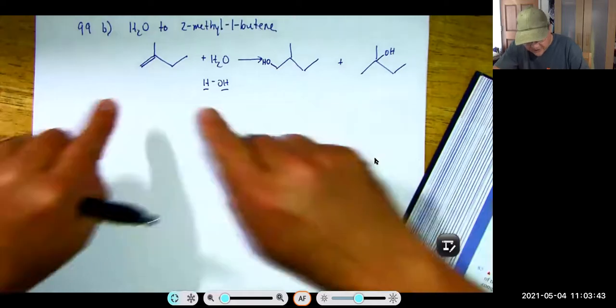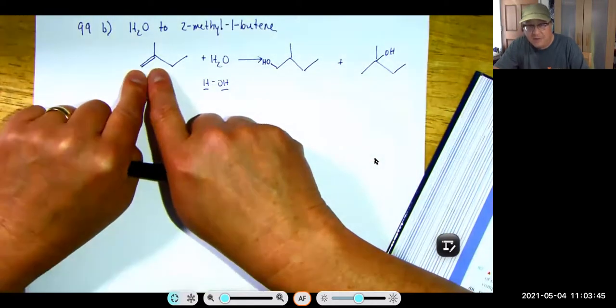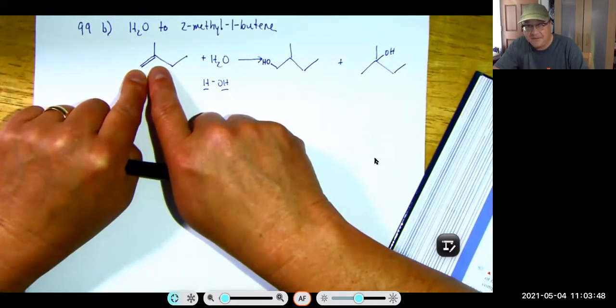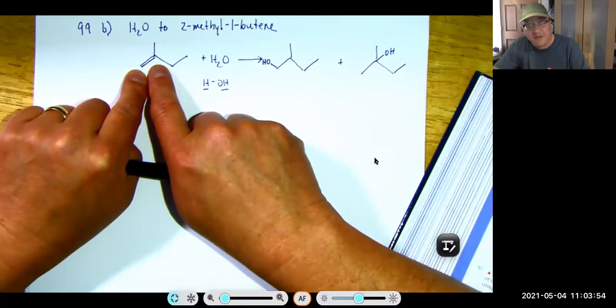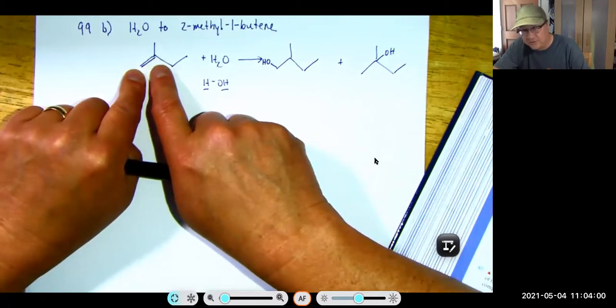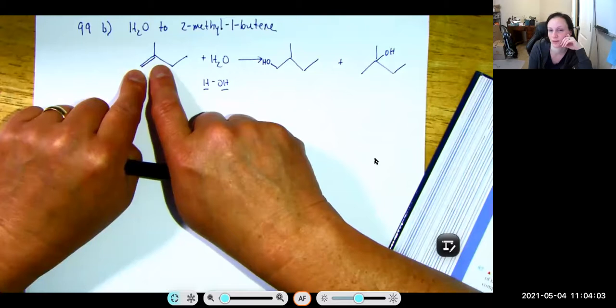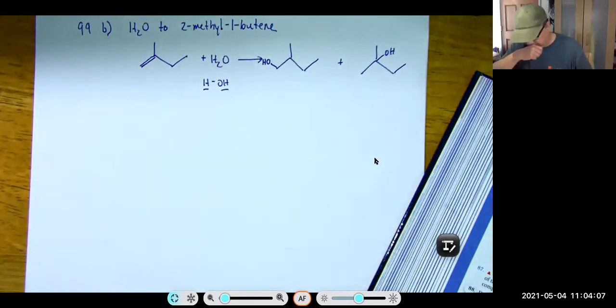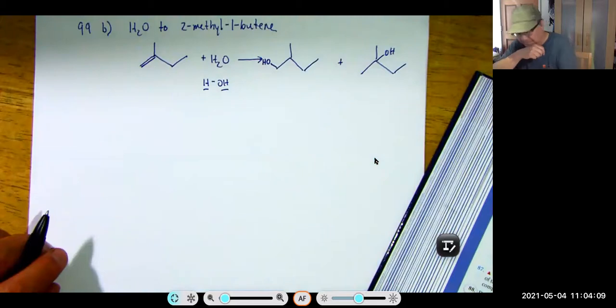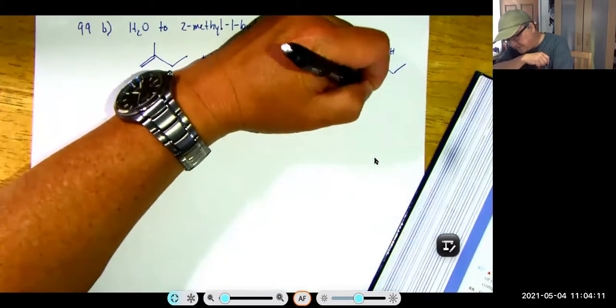Well, let's take a look. How many hydrogens again on carbon 1? 2. How many on carbon 2? None. Which is bigger, 2 or none? 2. Where do we want to add the hydrogen? To 1 or to 2? Carbon 1. So which one of these shows carbon 1 getting another hydrogen? The second one. And that's the major.